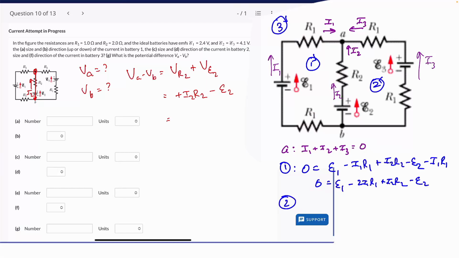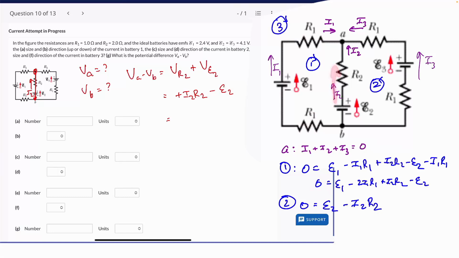Let's go to number 2. Start at battery E2. Positive or negative? Oops, positive. Negative I2 R2, yes or no?